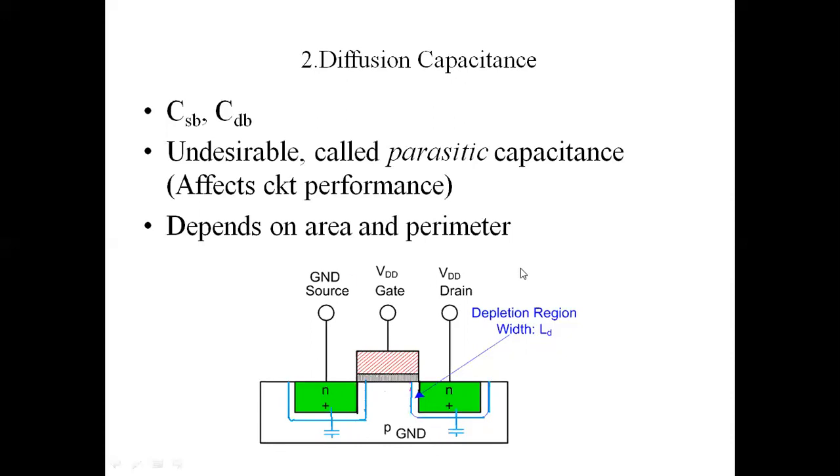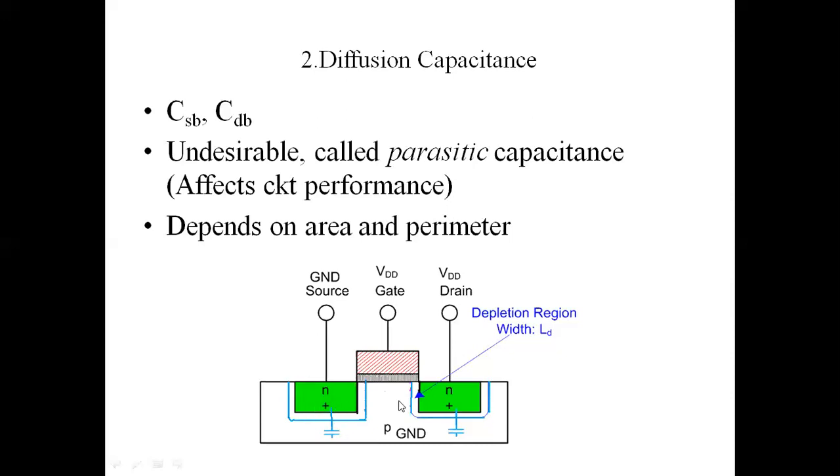Whenever we apply the polarities for the operation of the MOSFET, reverse bias is produced between source and body and between drain and body. Because of this reverse bias condition, a depletion region is produced around this PN junction. This depletion region acts as an insulator, and the source terminal and the body terminal act as the conducting plates of the capacitor. So two conducting plates separated by an insulator give the presence of a capacitor.